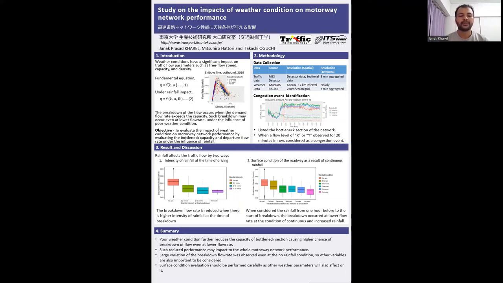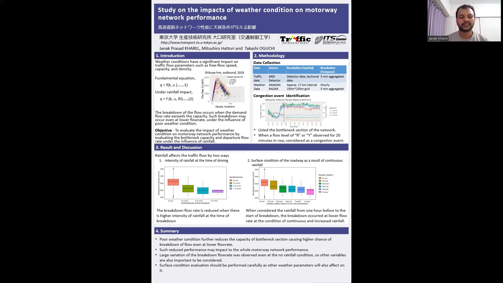To improve the accuracy of the weather data, I am also using the radar data, which is available at the grid size of 250 meters, and I am considering using 5-minute aggregated data to match with the 5-minute average traffic flow data. I have listed the sections which are identified as the major bottleneck sections of the Metropolitan Expressway network. From the 5-minute aggregated traffic flow data recorded by the detector, the congestion events are identified when a flow level of R or Y is observed continuously for 20 minutes. The breakdown time is considered when the velocity first drops to level R or Y.